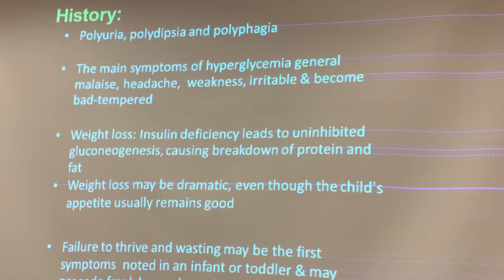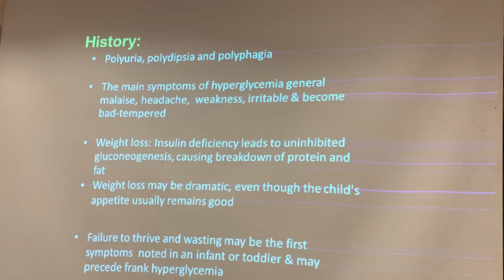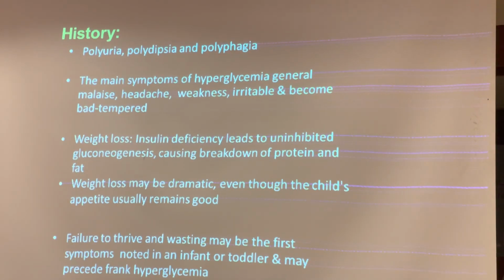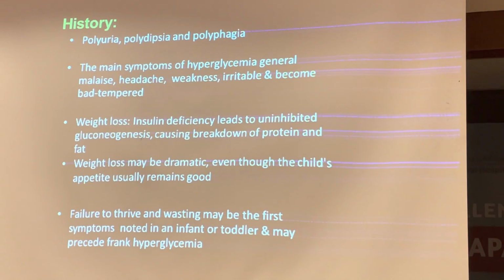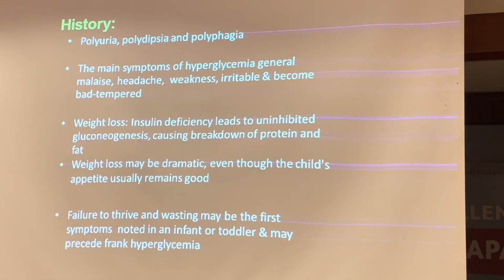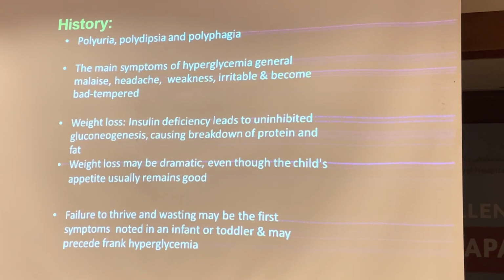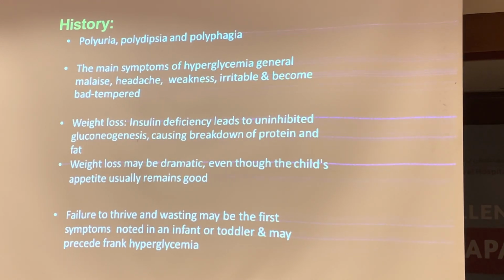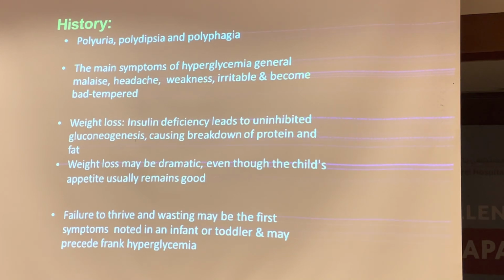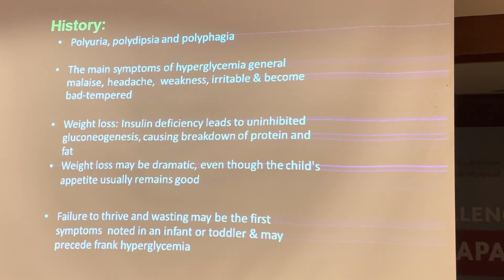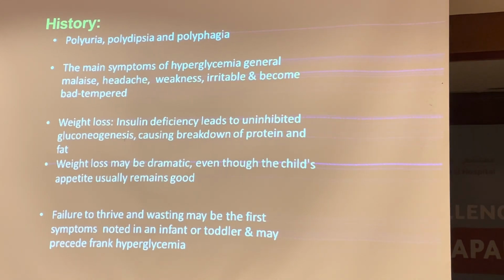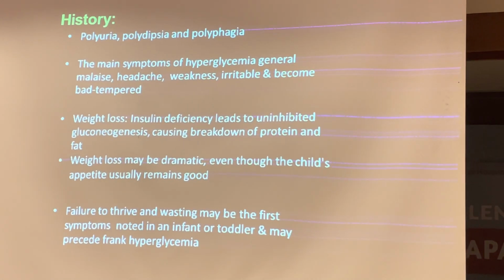All right, let's go ahead and talk about symptoms of diabetes. The majority of you know that the typical symptom of diabetes is polyuria, which means the patient pees too much. Polydipsia, they drink a lot of water. Polyphagia, they eat too much. Other symptoms are general malaise, headache, weakness, irritability, and weight loss, mainly due to insulin deficiency.